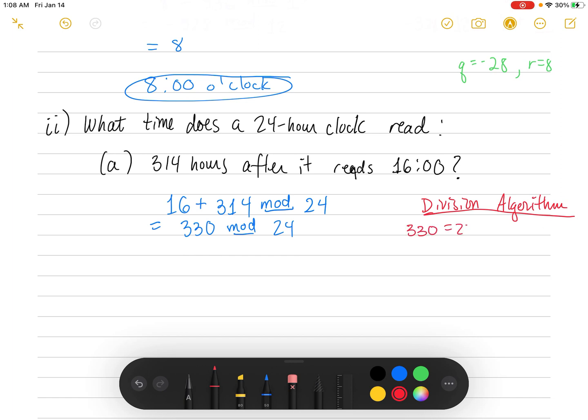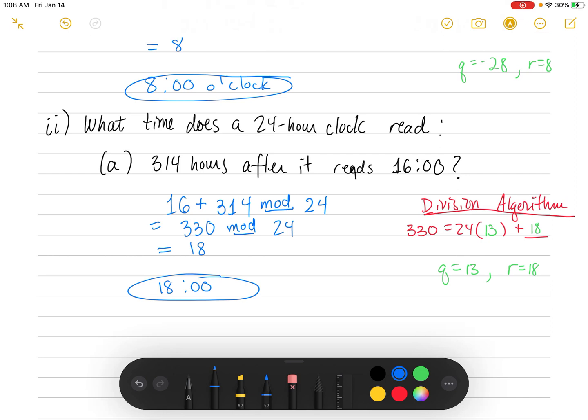So we take 330, divide 24 into it. We get a quotient plus a remainder. My quotient is 13, plus a remainder of, 330 minus 24 times 13, which is 18. So the quotient was 13 and the remainder is 18. So this is equal to 18, so it would be 1,800 hours of military time, or 18:00.